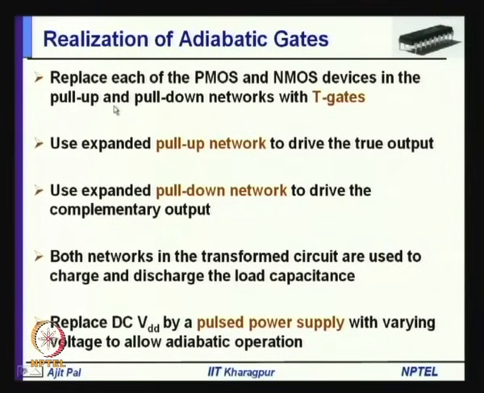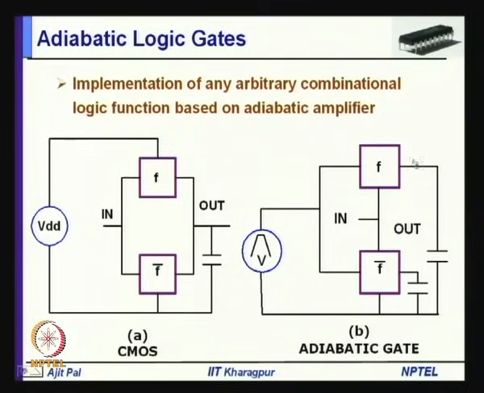Before that, let me explain how exactly you can realize any gate by using this. The basic steps are like this: replace each of the PMOS and NMOS devices in the pull up and pull down networks by T gate transmission gates. So, whenever you are realizing these circuits, obviously you will not be using the NMOS network or the PMOS network that is used here. You will be replacing them by transmission gates.